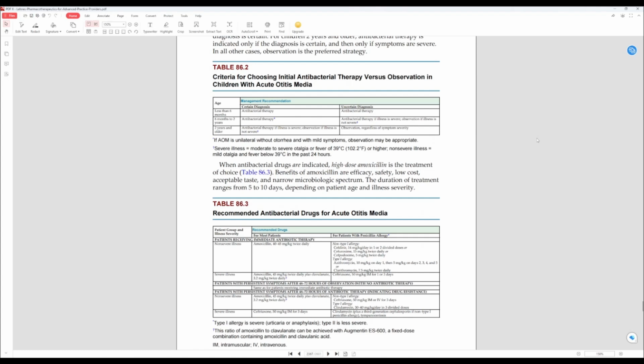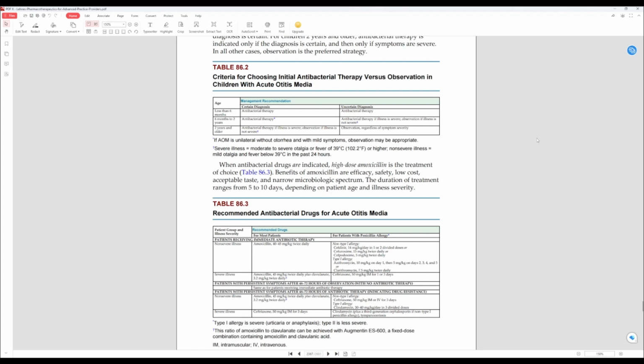So here is that table they were talking about: criteria for choosing initial antibacterial therapy versus observation in children with acute otitis media. Again, there's a good spot to hit pause just to read over it and review it.